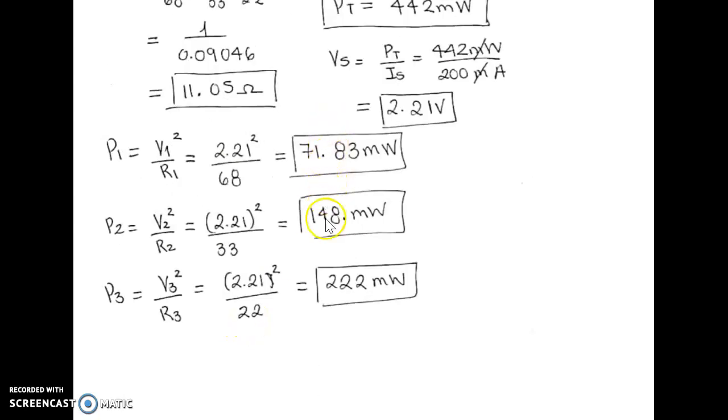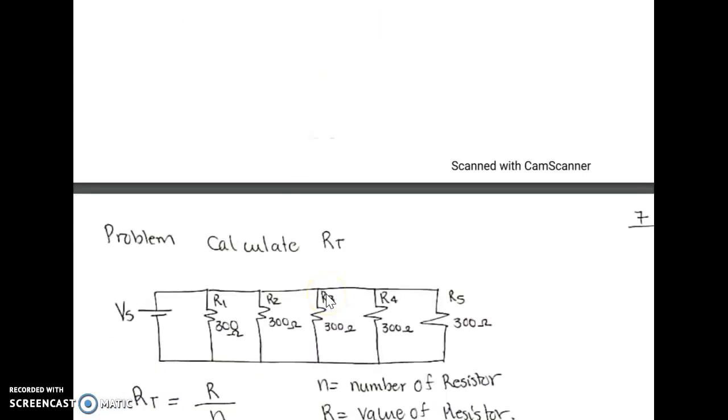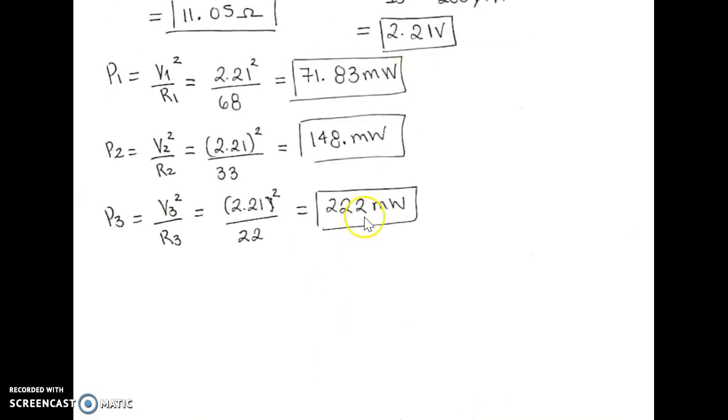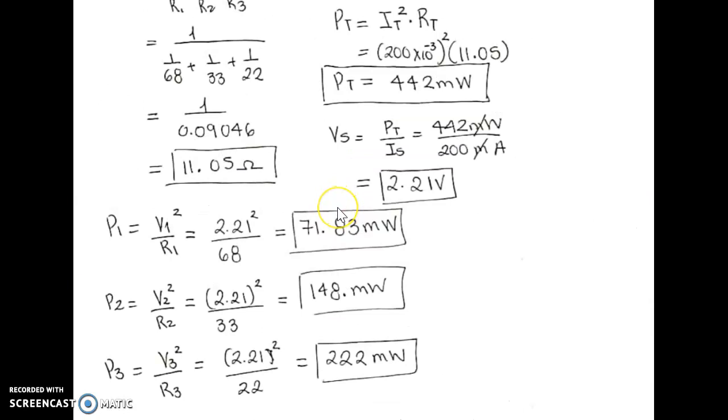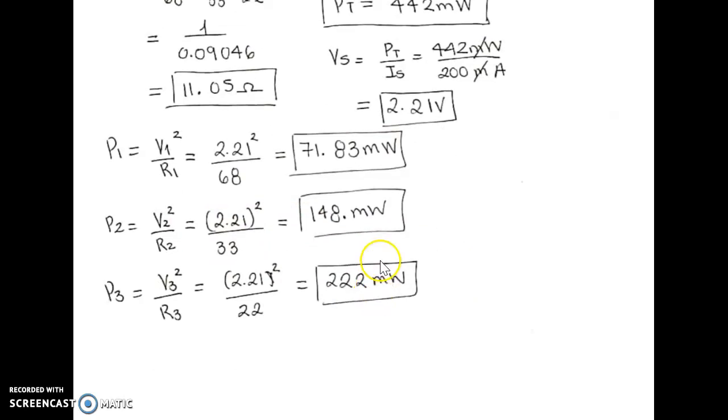And then if you add them up, you will get 442. So let's do that: 71.83 plus 148 plus 222. I get 441.83. Pretty close. A little bit of error there, but that's just because of the approximation that we are doing.